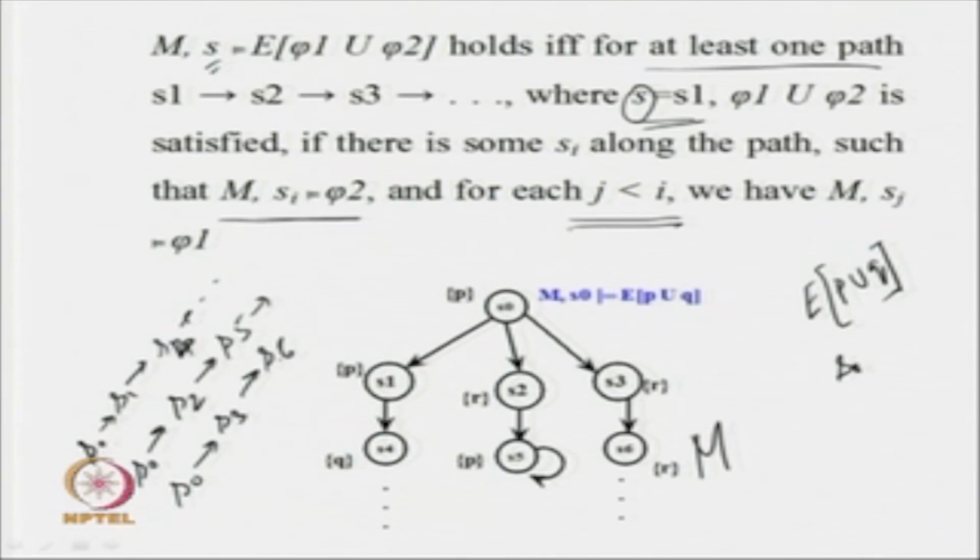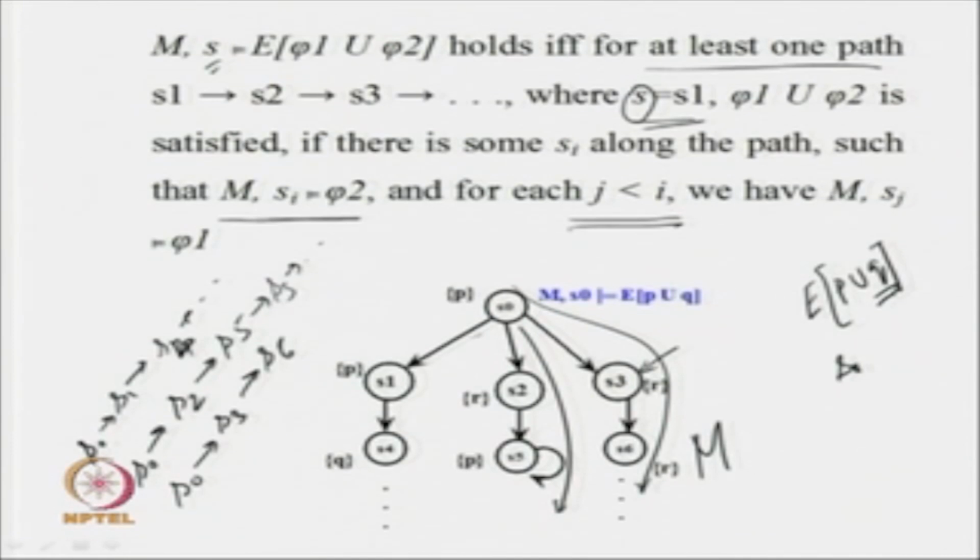Now, we are going to look for P until Q. If you look at this path, since it is an infinite sequence, we are not getting any state where Q is true. Similarly, if we look at this path, it is again going from S 5 to S 5, so there is no possibility that we are going to get any state where Q is true. Here we may get somewhere Q is true, but in the previous state P is not true, at least here P is not true.